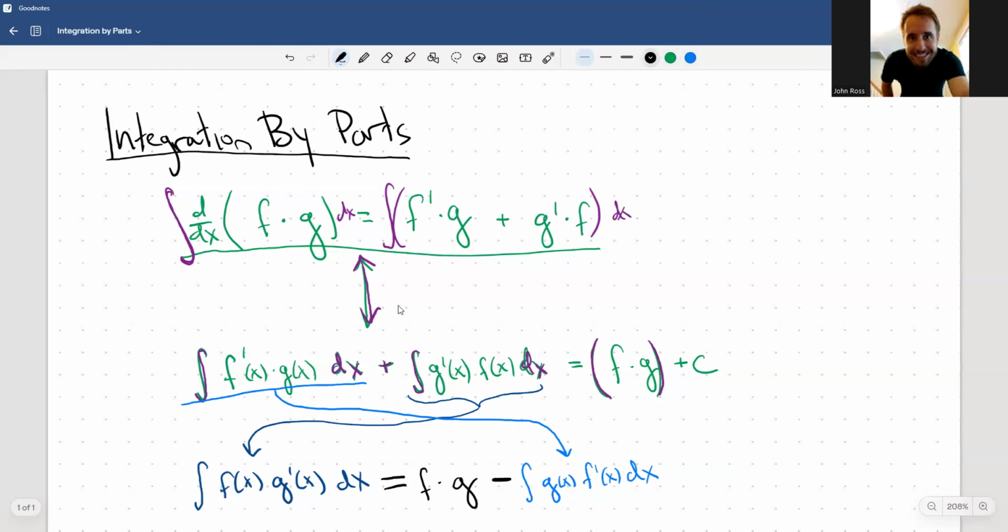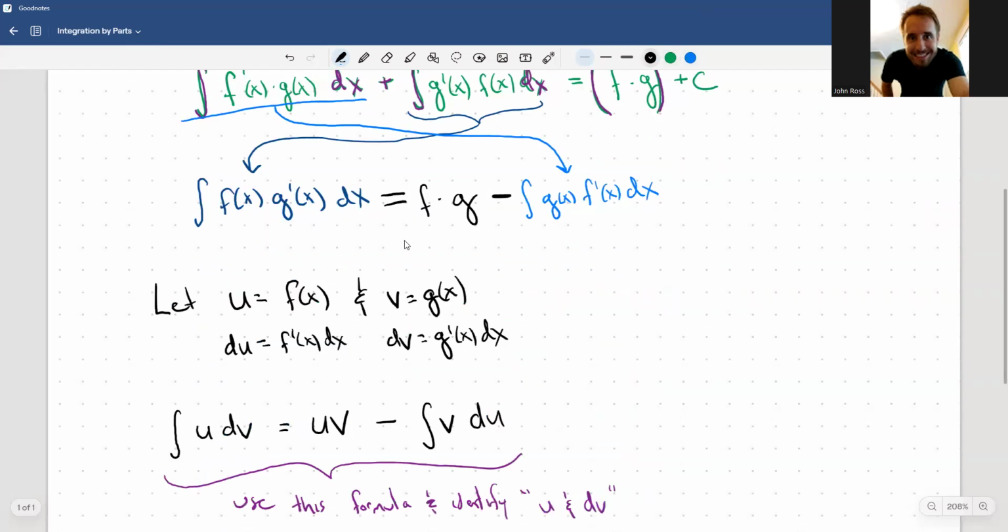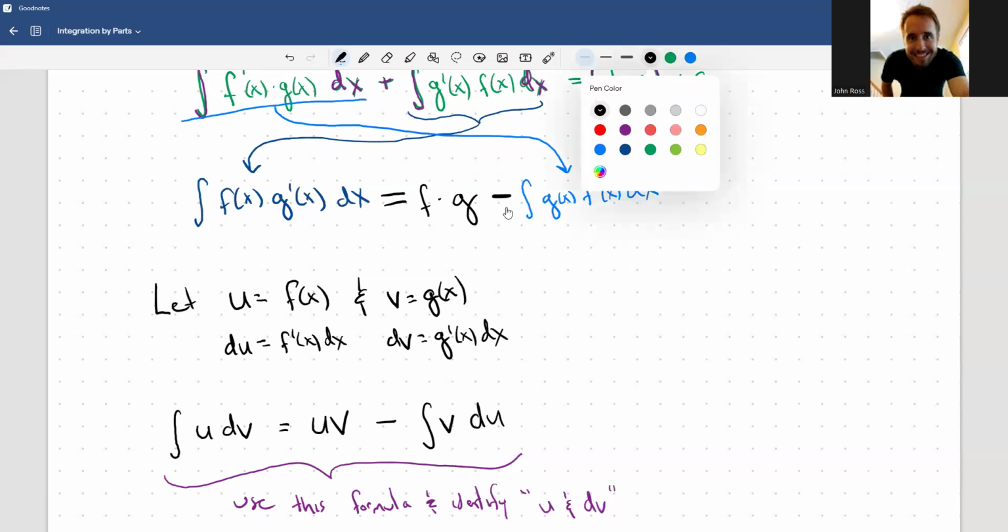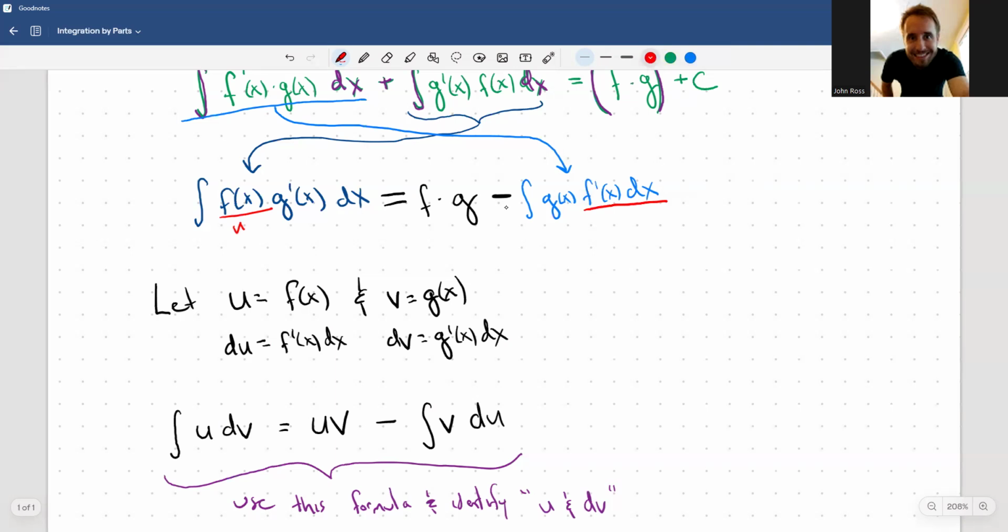So specifically, to use this formula, I'm going to let the f of x expression be replaced by a u. And using our convention from u substitution, if f of x is u, then the expression f prime of x dx can be thought of as an expression du.